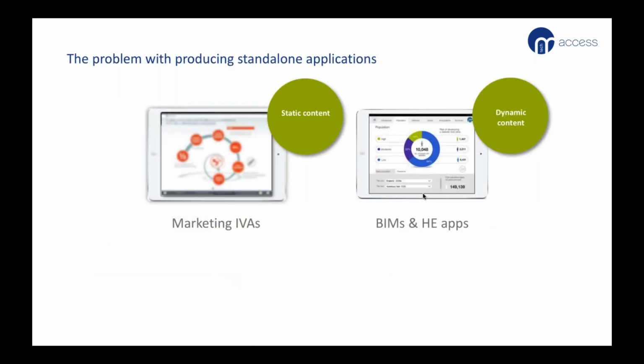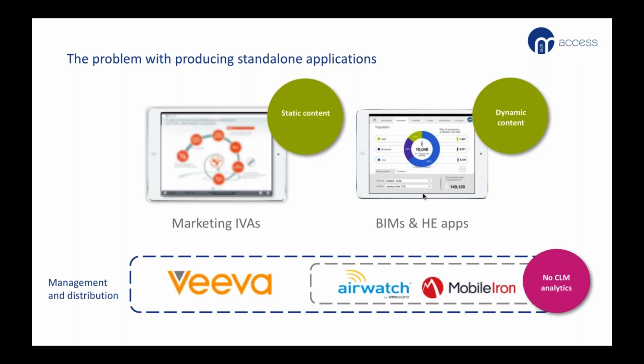And because of that, we see these two different sets of materials: marketing IVAs, which we'll call static content, and models and HE apps, which have dynamic elements within them. They're handled and distributed in lots of different ways, where marketing IVAs will traditionally be pushed out through Veeva, and the HE apps will be pushed out through a third-party mobile device management system like AirWatch or MobileIron.